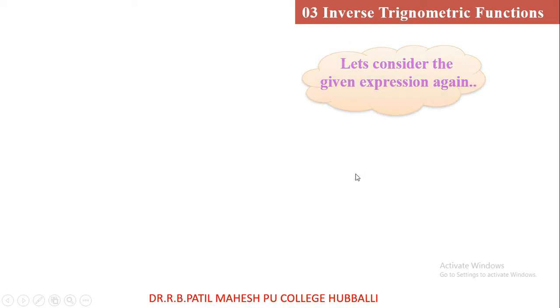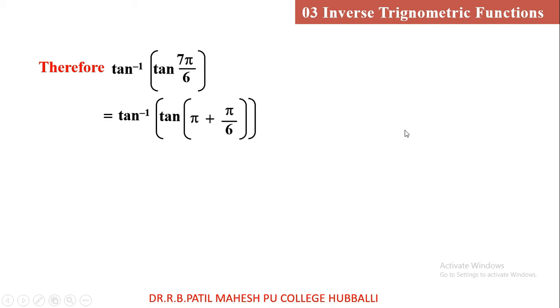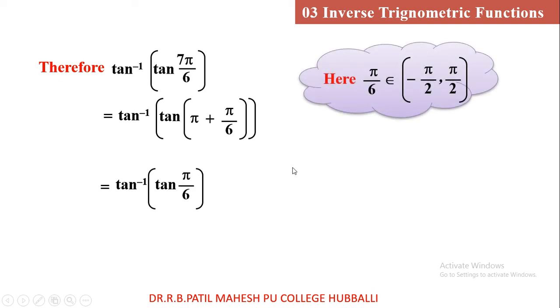Then we should simplify the expression one more time. Tan inverse of tan 7 pi by 6 is equal to tan inverse of tan, writing 7 pi by 6 as pi plus pi by 6. Now tan of 180 plus theta, third quadrant, tan is positive, pi is an even multiple so tan will remain tan only. So tan inverse of tan pi by 6. Now you can remove tan inverse and tan and write the answer pi by 6, because pi by 6 lies in the range of tan inverse. Therefore the answer is pi by 6.